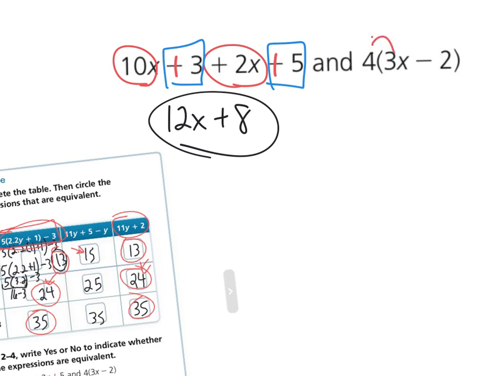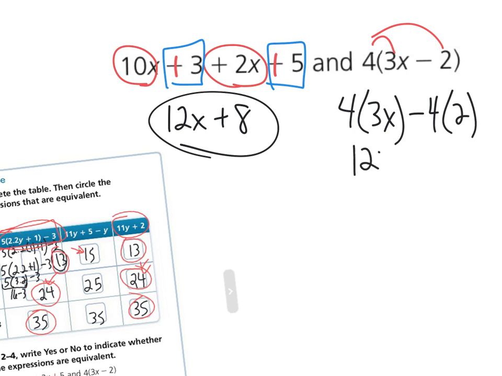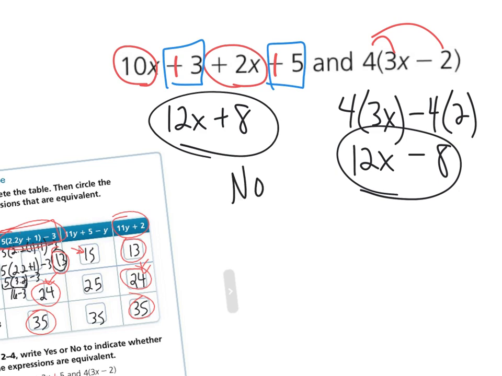The second part, we can distribute over here, so this would be 4 times 3x minus 4 times 2. 4 times 3x is 12x, minus 4 times 2 is 8. So the first one, with our modification, we had 12x plus 8. The second one, 12x minus 8, so these are not equivalent.